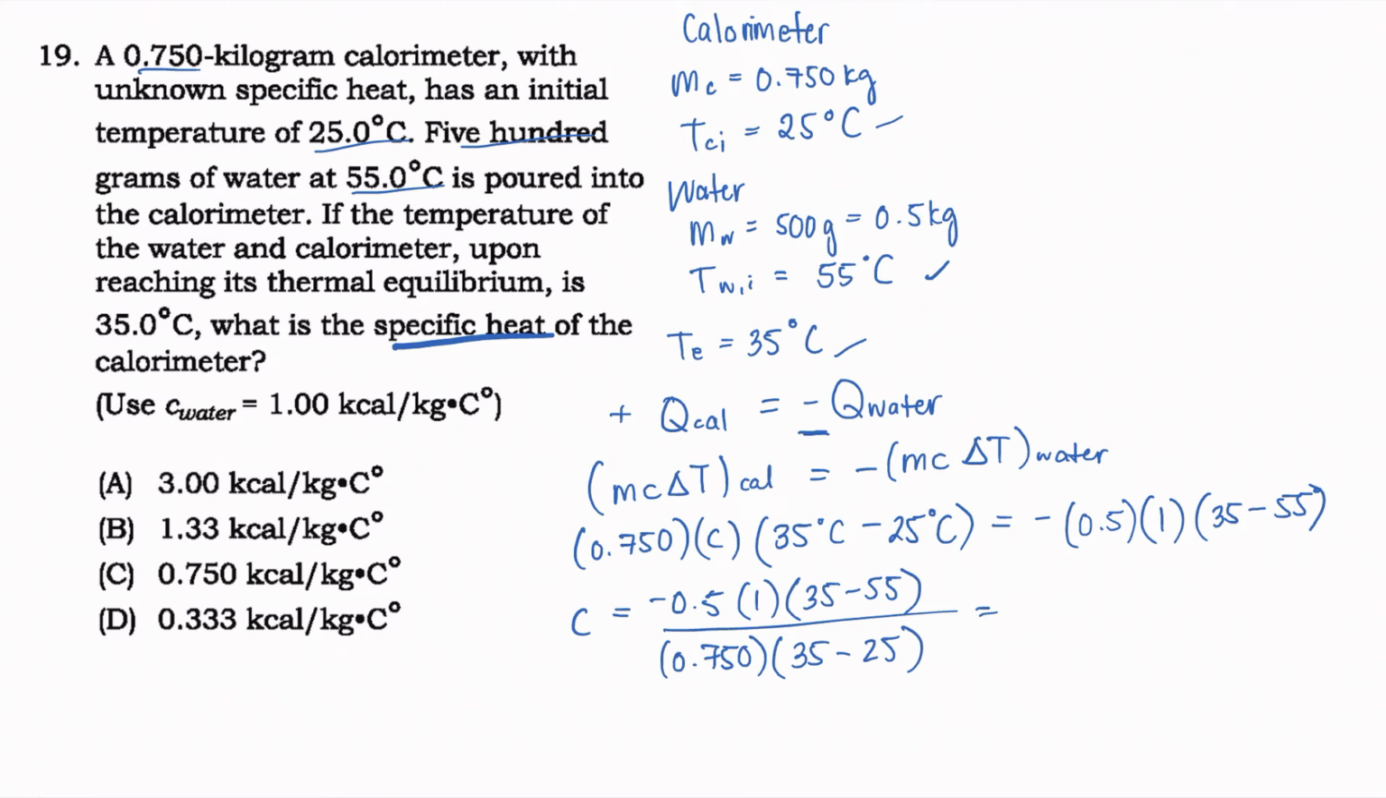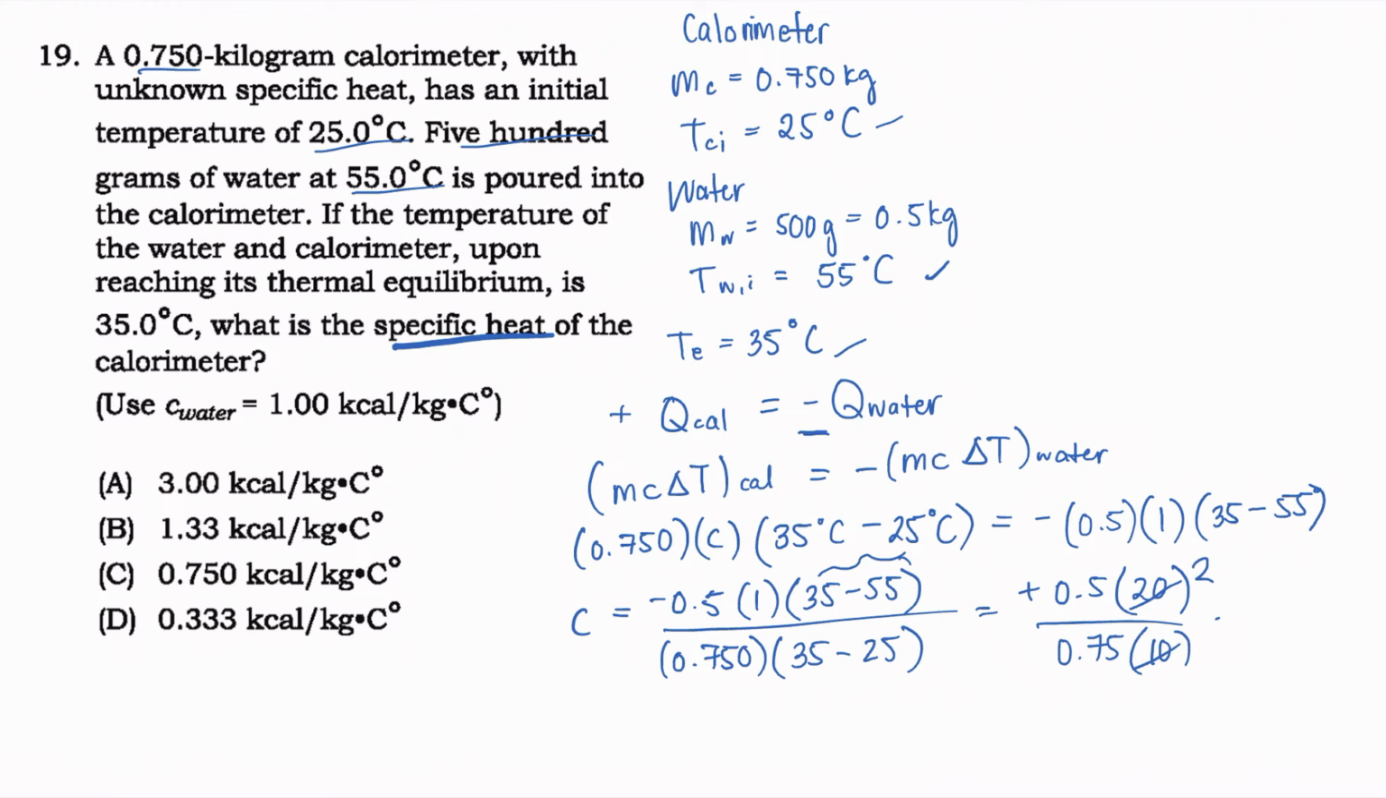So, mapapansin nyo na mawawala yung negative sign kasi negative din yung value na makukuha nyo dito. So, positive 0.5 times 35 minus 55 is equal to negative 20, diba? So, yun na. Negative times negative is equal to positive. So, wala na tayong problema sa sign. Over 0.75 times 10. So, makakancel yung 20 and then magiging 2 na lang.